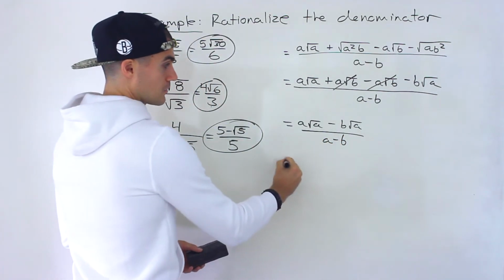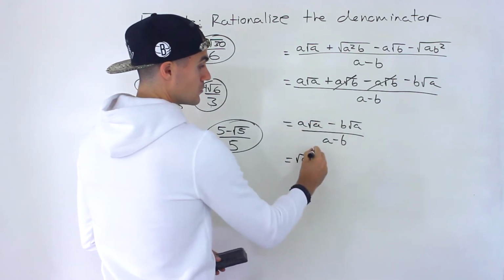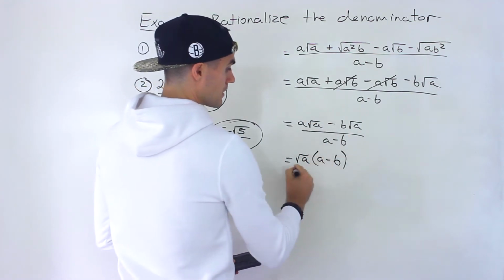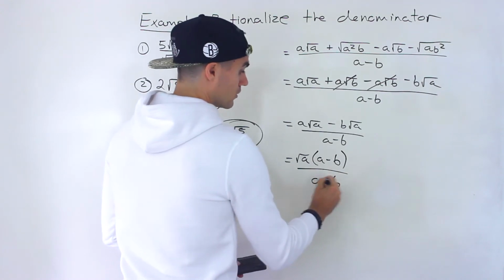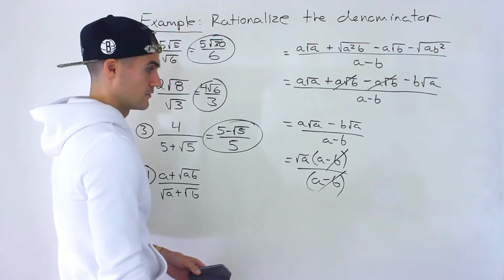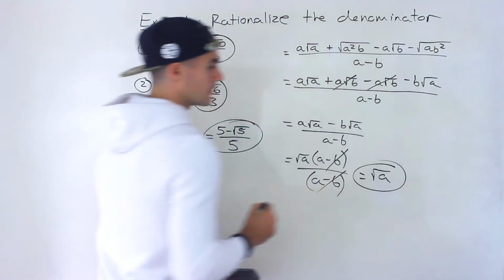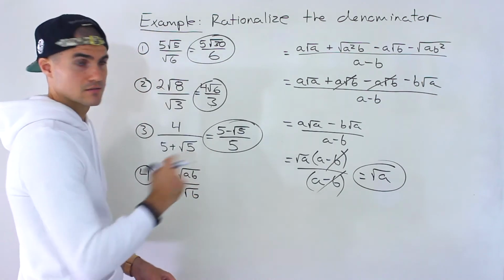Notice what can we do? We can factor out a root a in the numerator, and we'd be left with a minus b all over a minus b. Notice those cancel out. And so we'd end up with root a, like that. And that's the final answer.